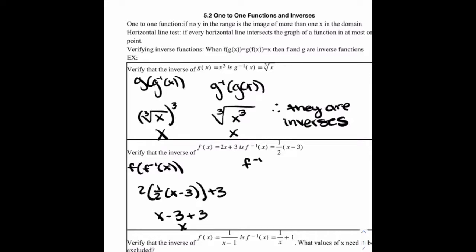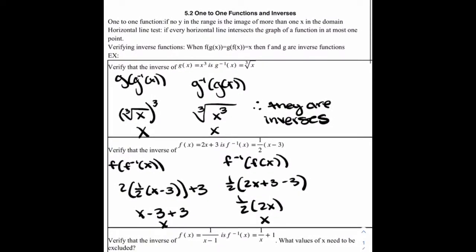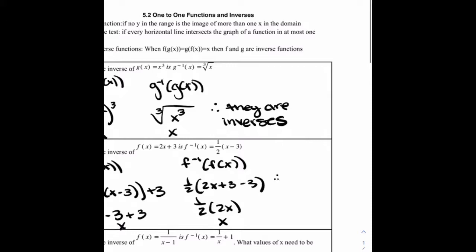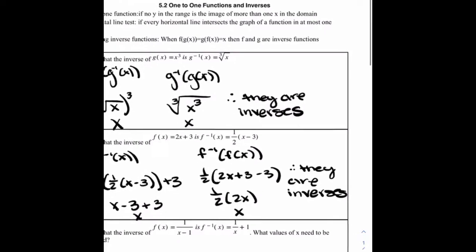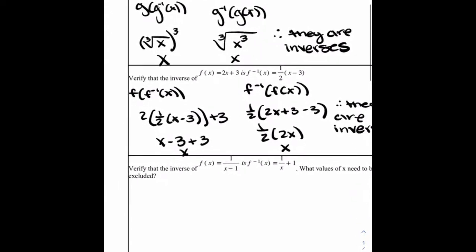Okay, so now let's try f inverse of f of x. So we have 1/2 times 2x plus 3 minus 3. That's 1/2 times 2x, which equals x. So they both equal x. So therefore, they are inverses. All right, let's try the next one.